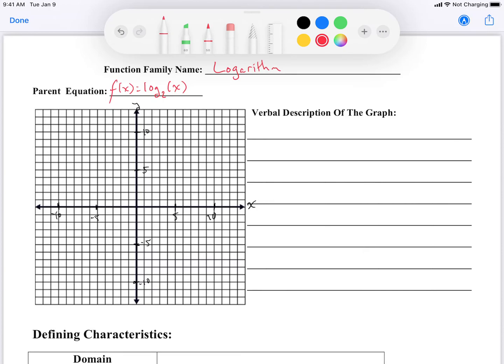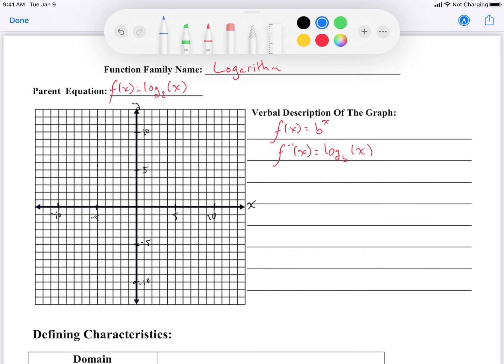But instead of doing our normal table of values, because we would need to do a bunch of scientific calculations, remember that if f of x is equal to b to the x, then f inverse of x is equal to log base b of x, okay? So they are inverses. They are inverse functions.